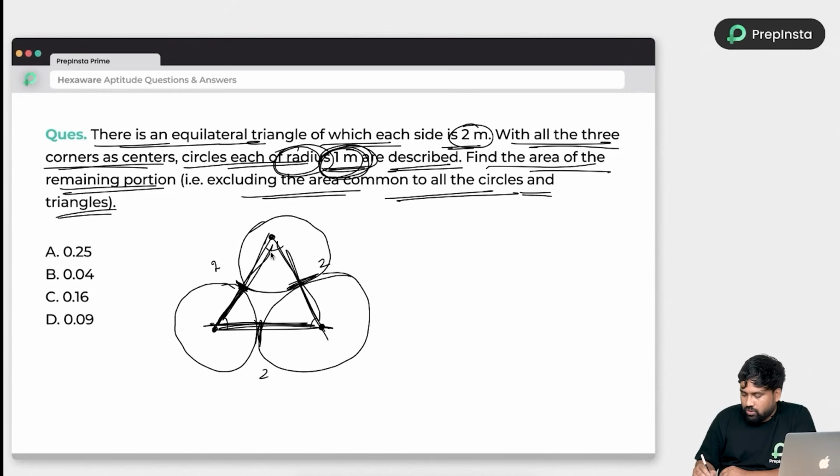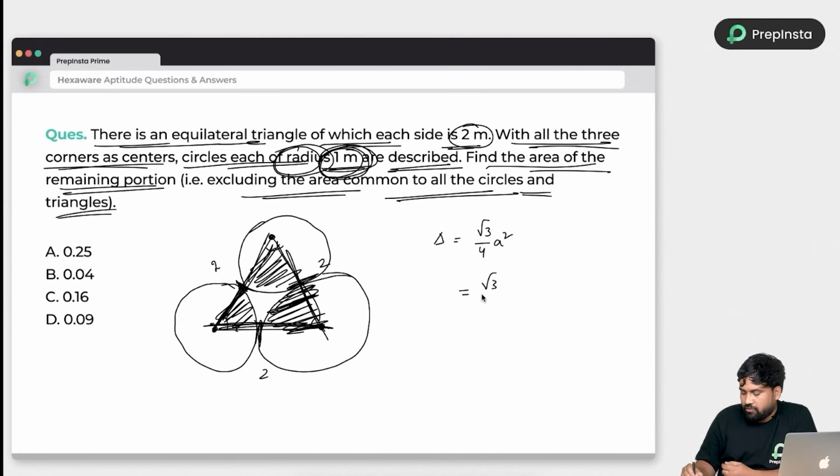So you need to cancel the common area. The common area is nothing but the intersection area of triangle and circle. So what is the area left? The unshaded area is the area you need to find. So simply what you have to do is find the triangle area. The equilateral triangle area formula is root 3 by 4 a square.